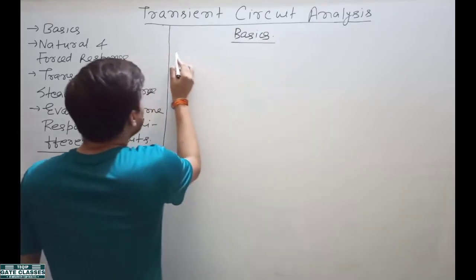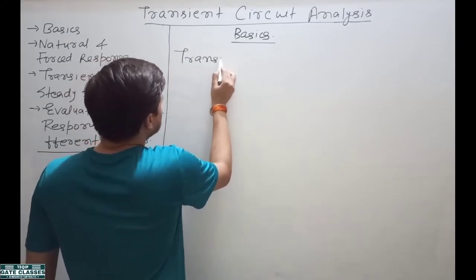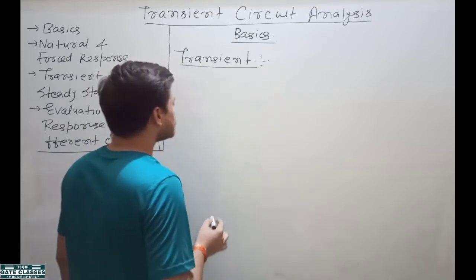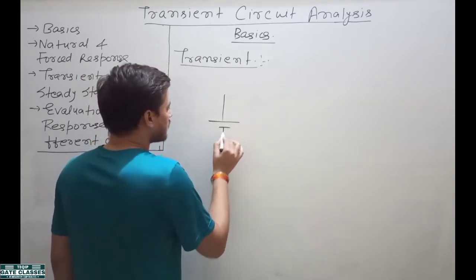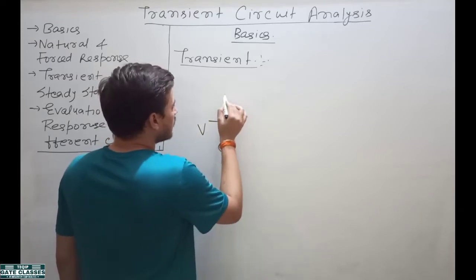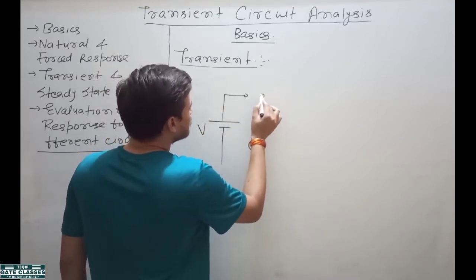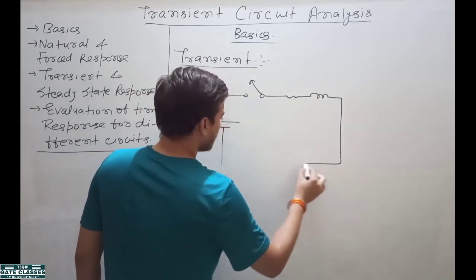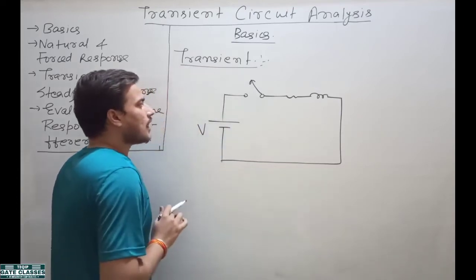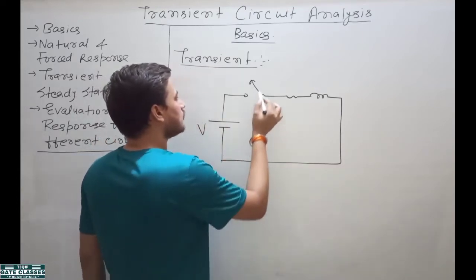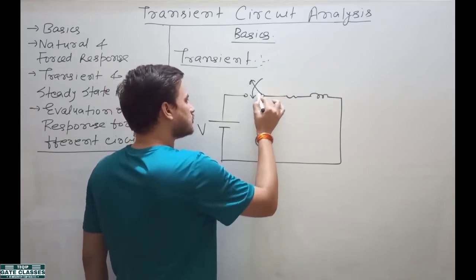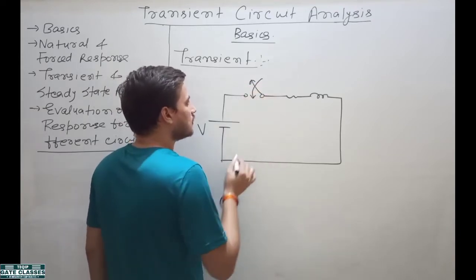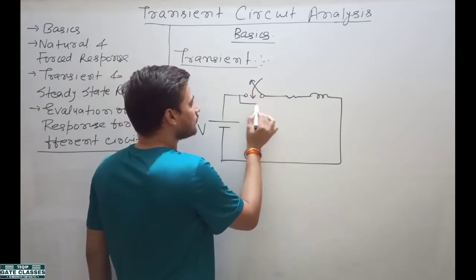So first let us understand the meaning of transient. What is the meaning of transient? Clear? So suppose you are having an electrical circuit. Suppose this is the supply voltage V. There is a switch. Now you are having a RL circuit. Now suppose at time t equal to 0, you are going to switch on. That means switch is turned from off to on position. So when the switch is on, the circuit will be closed.